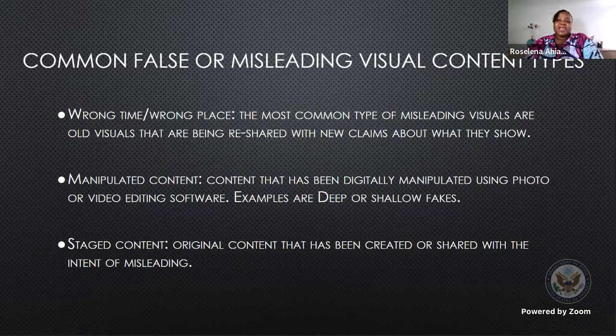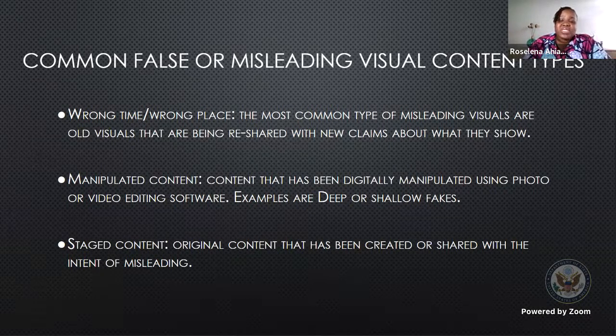Okay, so like I was saying, there are various types of false or misleading visual content that we come across. One example is wrong time or wrong place, where content may be used out of context. Maybe a video or an image that was taken last year may be used to tell a narrative in 2022. That in itself may come out as false or manipulated. So we watch out for stuff like that.